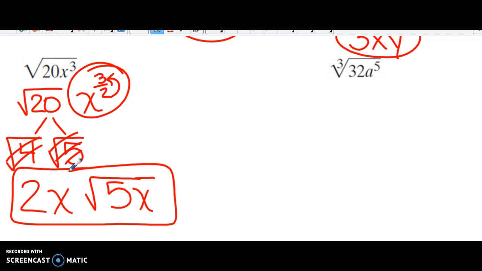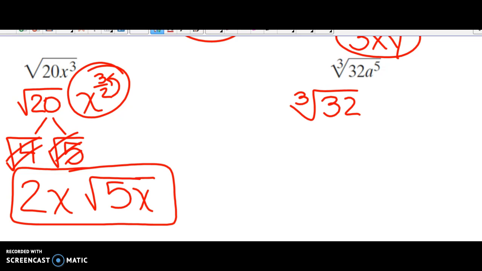Cube root of 32. So we're going to write the cube root of 32. Sorry about that. Somebody knocked on my door. Okay, so we're at the cube root of 32.